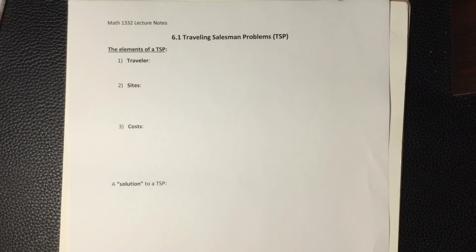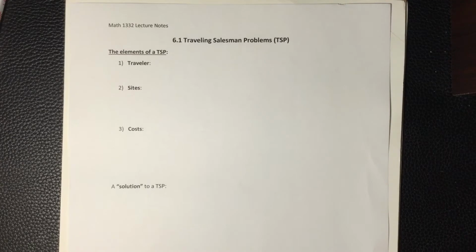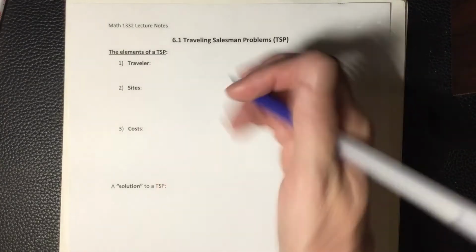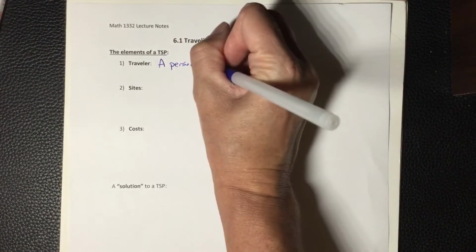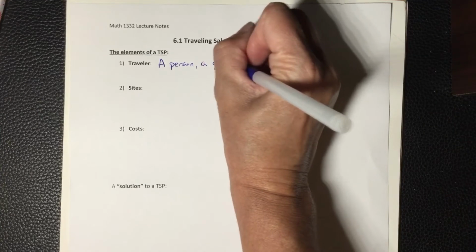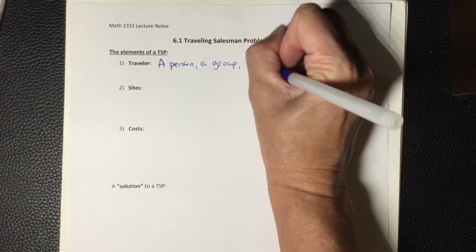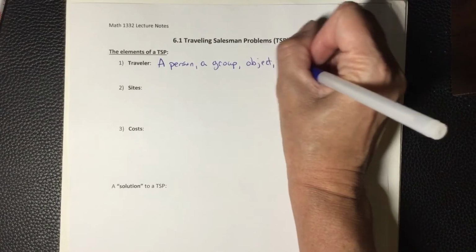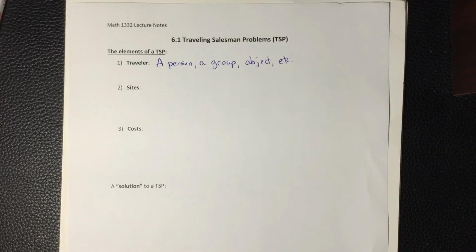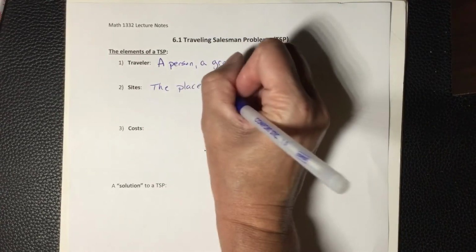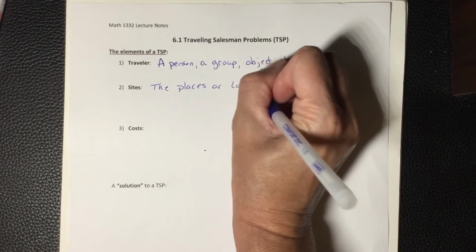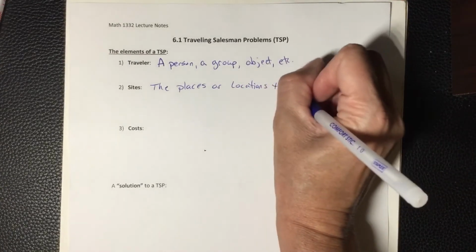And now we're going to be looking at what we're going to call traveling salesperson problems. Even though we don't really have traveling salespeople anymore, we still have these types of problems. Some of the elements we'll see in this type of problem is the traveler. The traveler can be a person, a group, an object like a package, etc. And then we have the sites. The sites are going to be the places or locations that a traveler must visit.